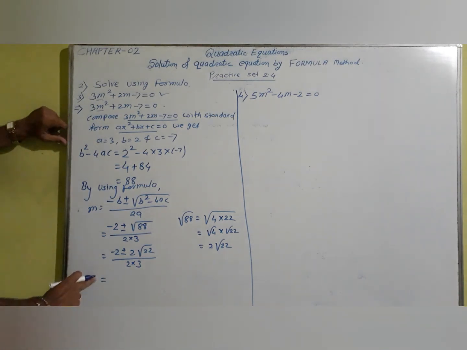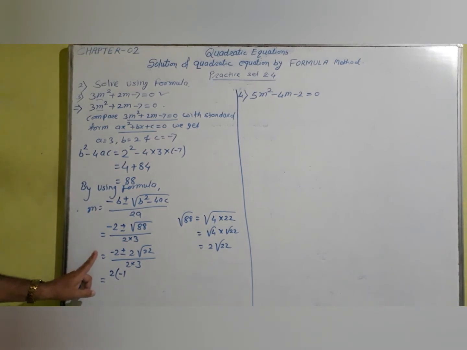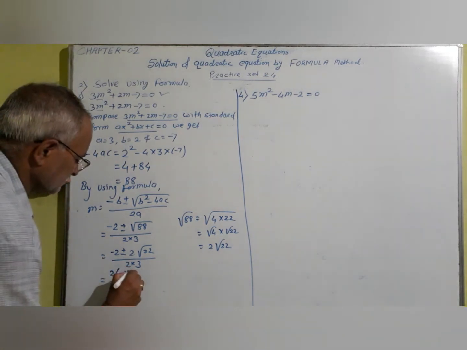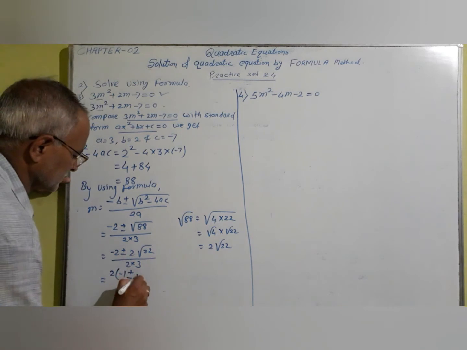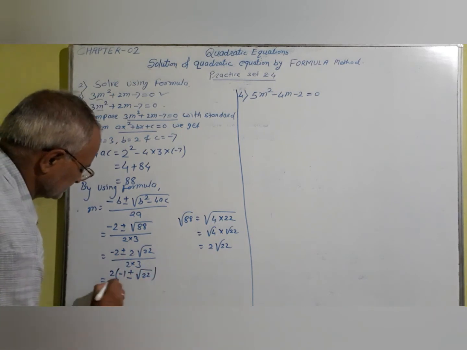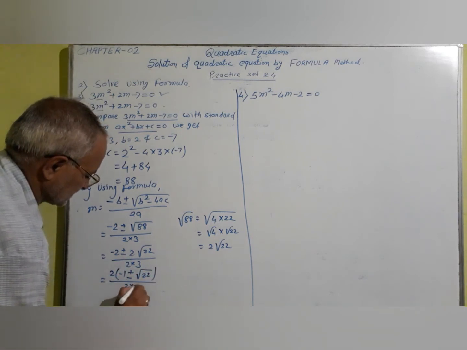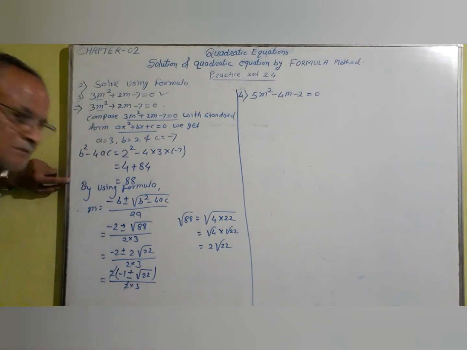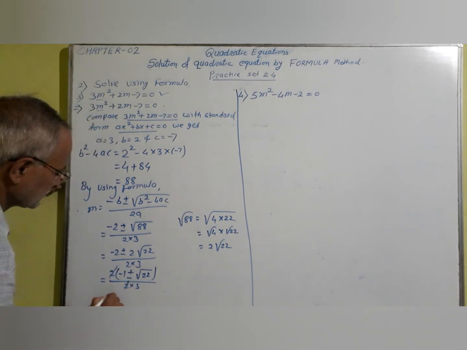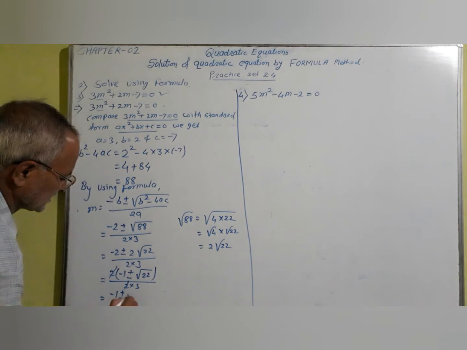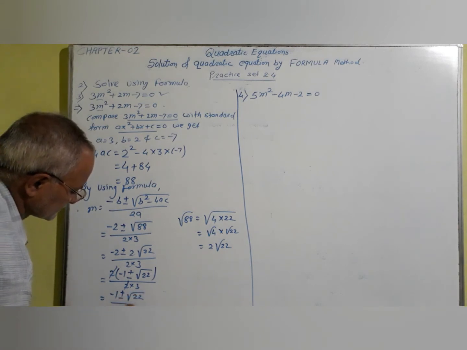Now from the numerator, now listen here, many students make mistakes. From the numerator 2 is taken as common, in bracket minus 1 plus or minus square root of 22 upon 2 multiplied by 3. Now this 2 and 2 become cancelled, and we get minus 1 plus or minus square root of 22 upon 3.